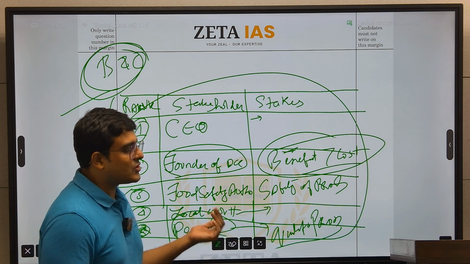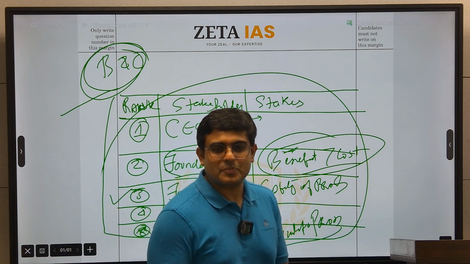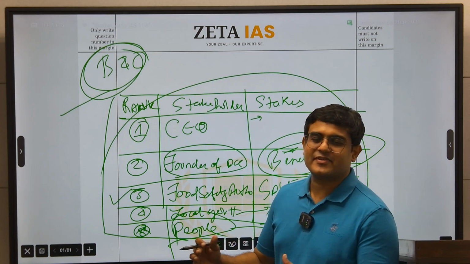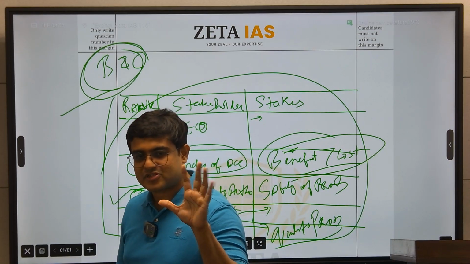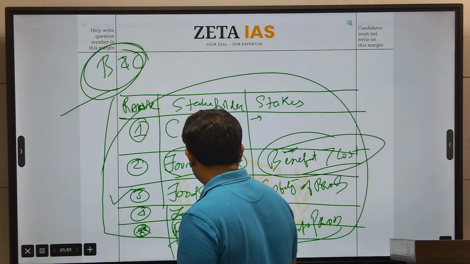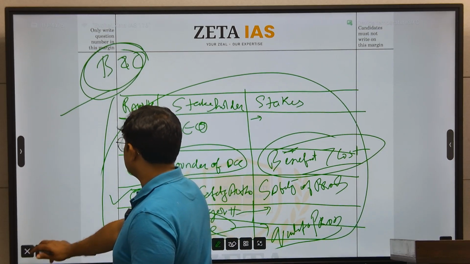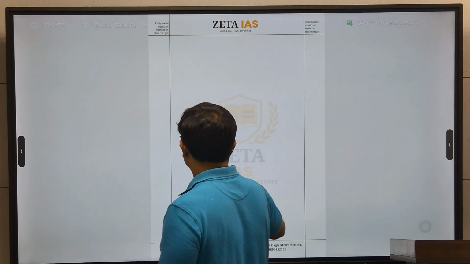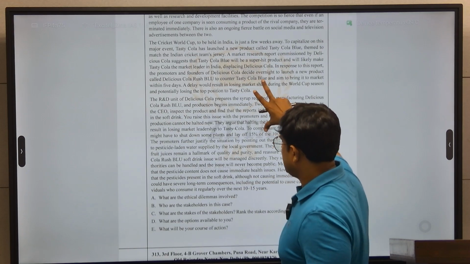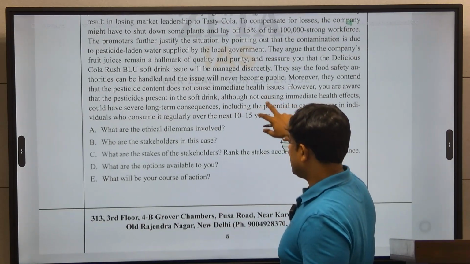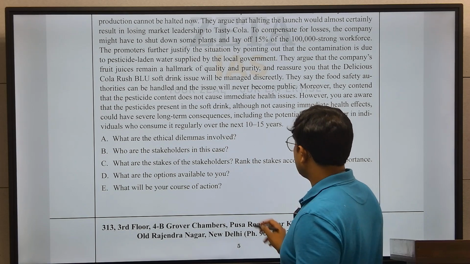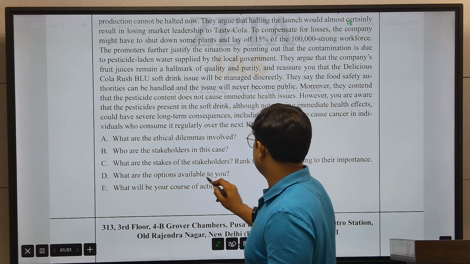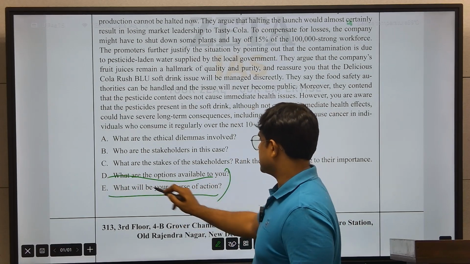The examiner will also get impressed. Such a good presentation. In a crux, everything is written. Already the question has 5. This case study has 5 questions. Okay. So let's move to the next question. The case study asks, now what are the options available to you? Options available and the course of action.